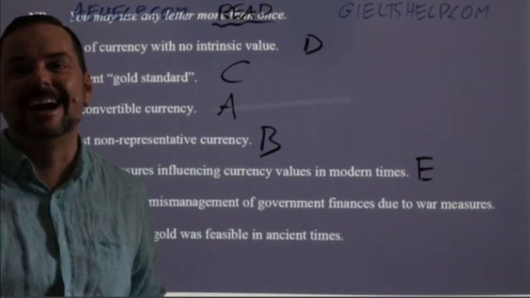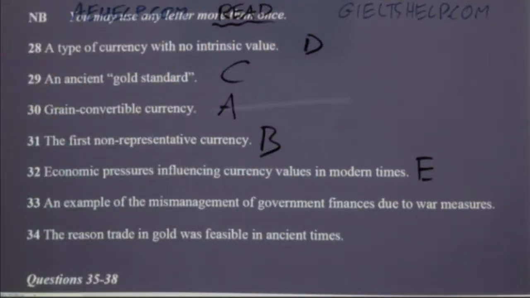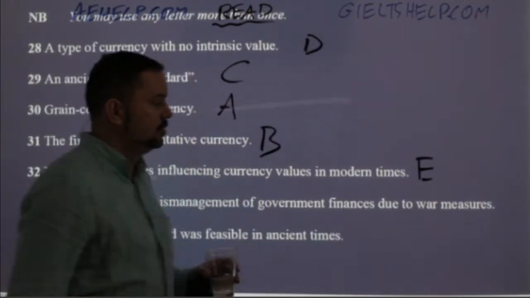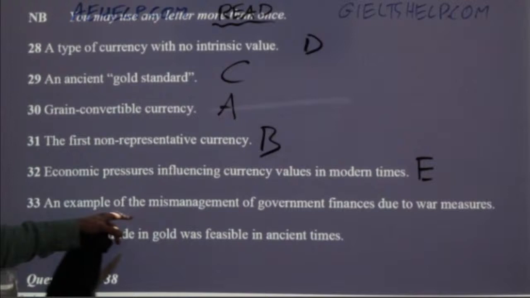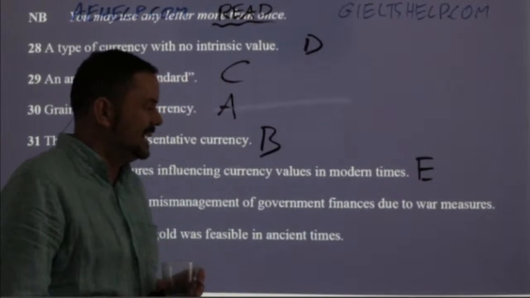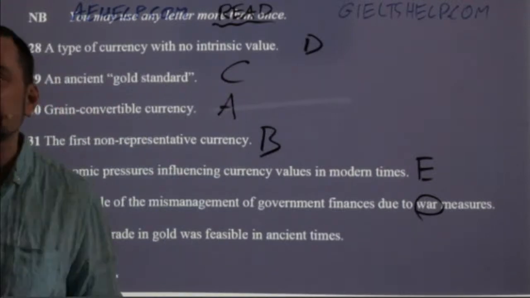Okay, yeah, Ali says, I think that's the one where it was 1 trillion German marks for 1 gram of gold. Yeah, so poor Germany there has led to World War I. Number 33, an example of the mismanagement of finances due to war measures. So number 33, what is that one? An example of the mismanagement of government finances due to war measures. I think this was maybe D or E, but I'm going to check because I can't exactly remember that.